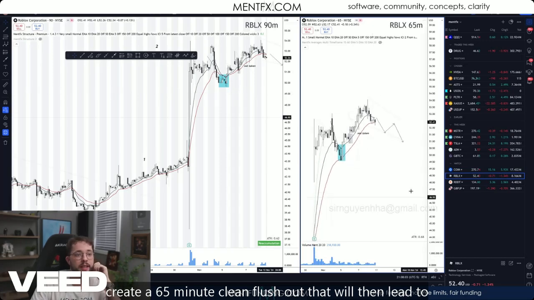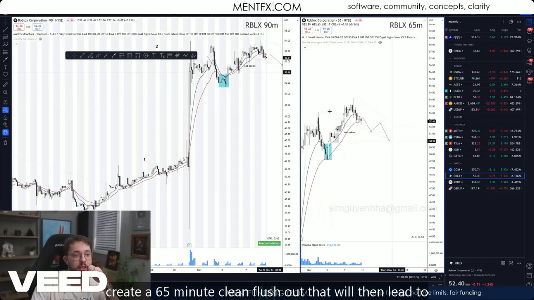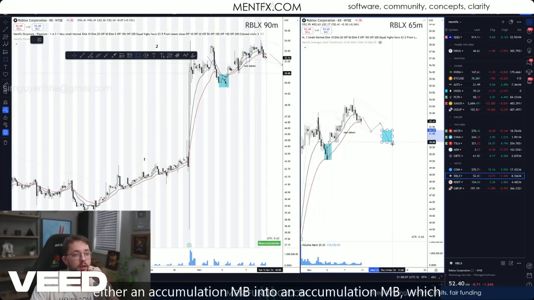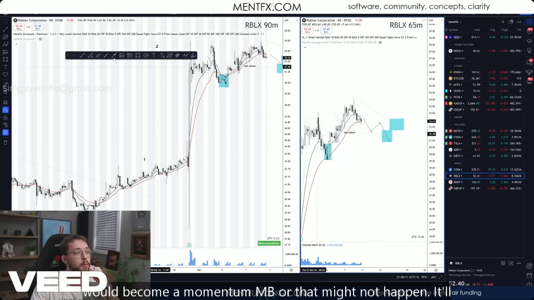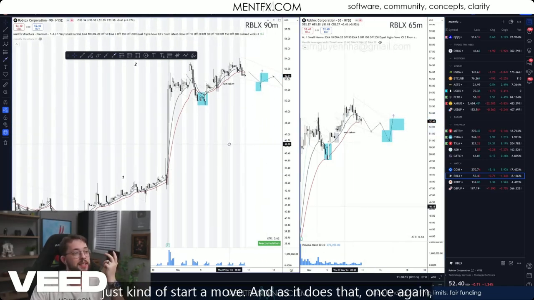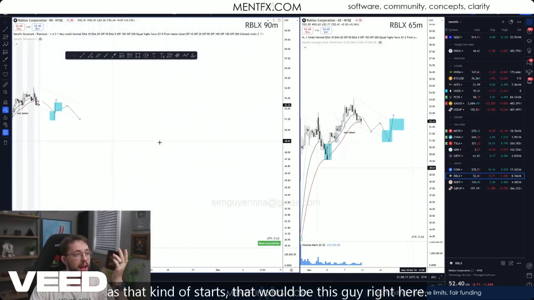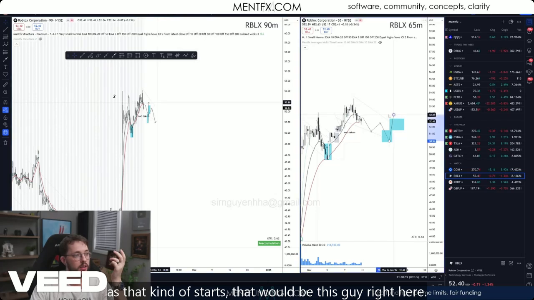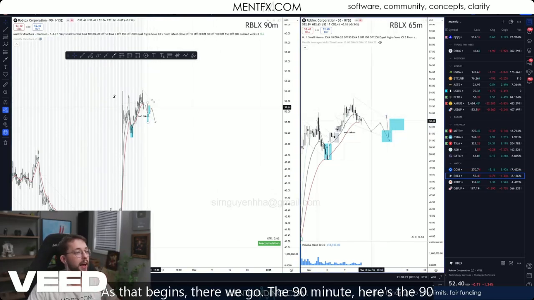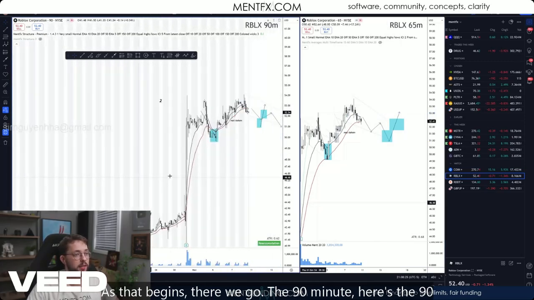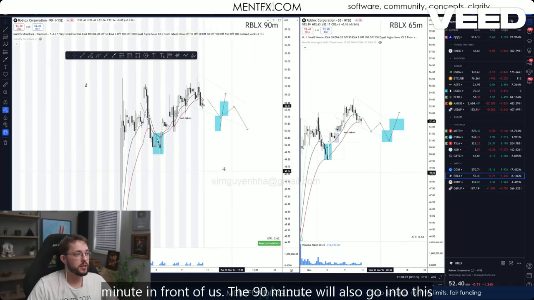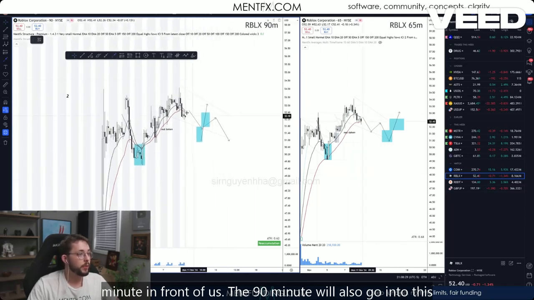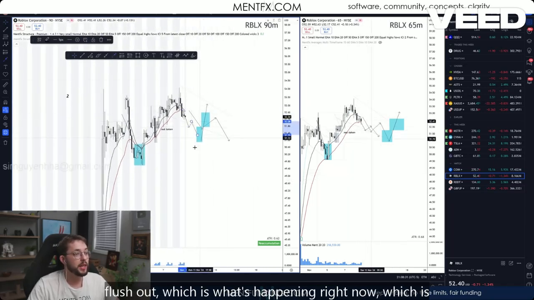This will then create a 65-minute clean flush out that will lead to either an accumulation MB into an accumulation MB, which will become a momentum MB, or that might not happen. It'll just start a move. And as that begins, that would be this guy right here. The 90-minute, here's the 90-minute in front of us, will also go into this flush out, which is what's happening right now, which is perfect.